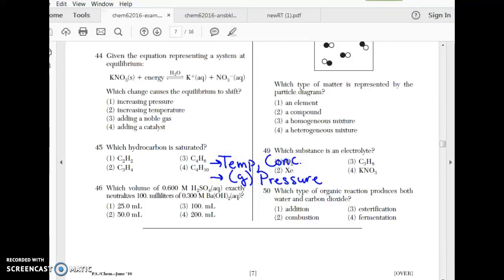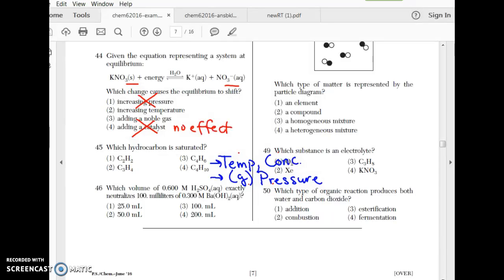Which change in number 44 causes the equilibrium to shift? Well, remember, there are 3 things that can cause equilibrium to shift. I can change the temperature or concentration. If I'm dealing with a gas, I can change pressure. There are no gases here, so let's get rid of pressure. Guys, catalysts, as we said, have absolutely no effect on equilibrium.